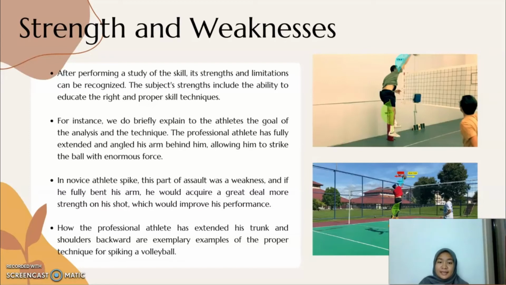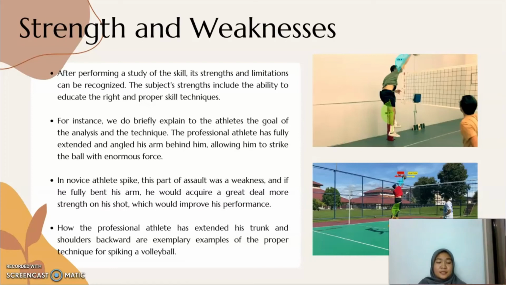The professional athlete has fully extended and angled his arm behind him, allowing him to strike the ball with enormous force. In the novice athlete's spike, this part of the attack was a weakness. If he fully extended his arm, he would acquire a great deal more strength on his shot, which will improve his performance. As you can see in the above picture and the below picture, the comparison.